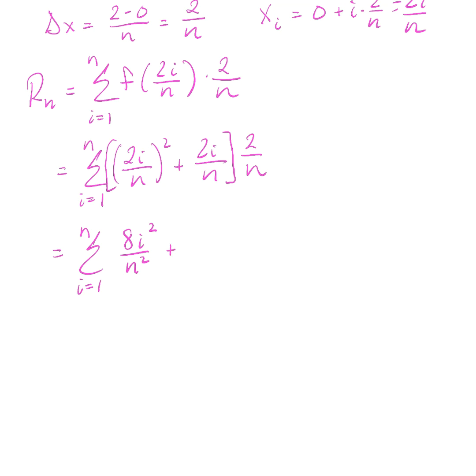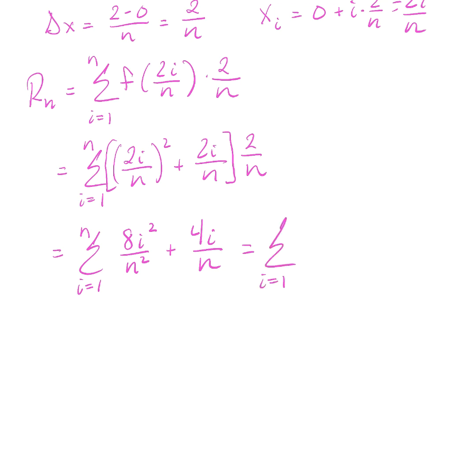Plus, we multiply 2 over n by 2i over n, we get 4i over n. Okay, that's not so bad. We can break this up. It doesn't matter if we add these term by term or we add all of the 8i squareds and then all of the 4i over n's. So we can break this up into two sums.